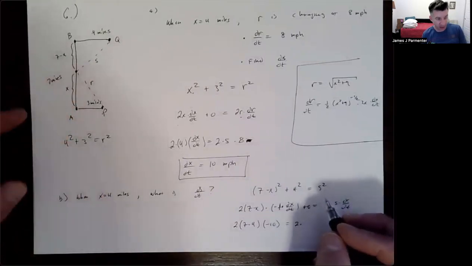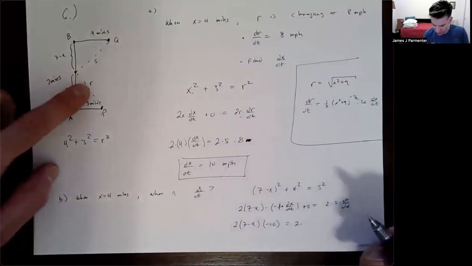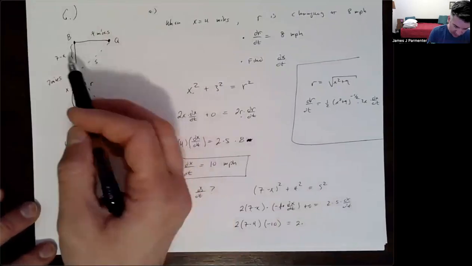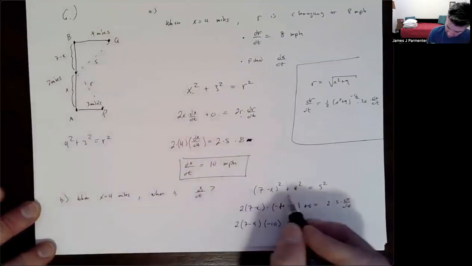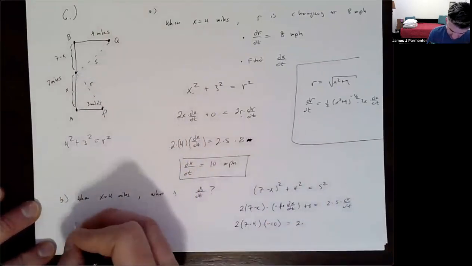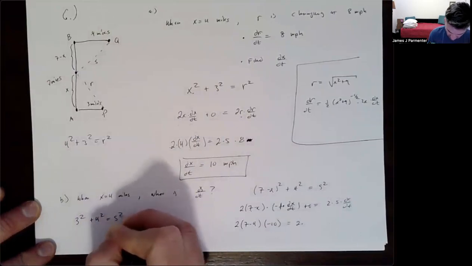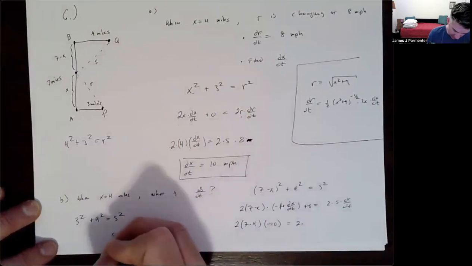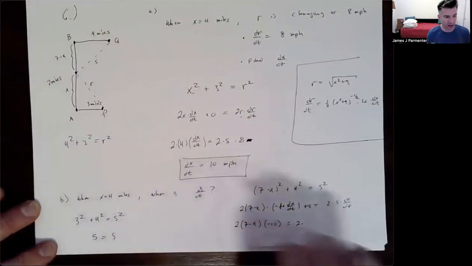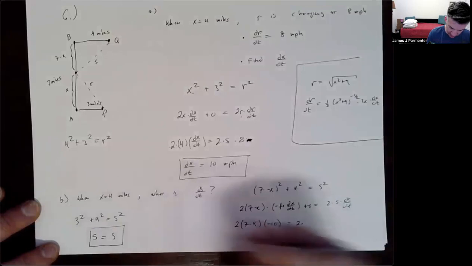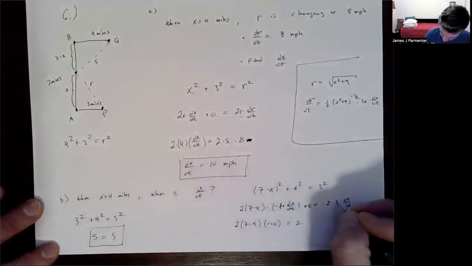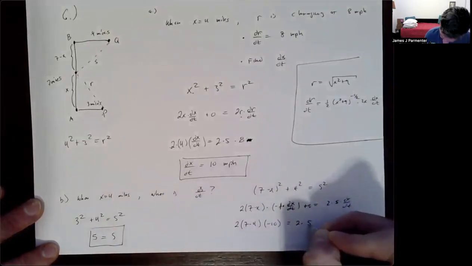So we had to find r last time. So if I plug in 4 for x, I'm going to get right here 7 minus 4, so 3 squared plus 4 squared equals s squared. And once again, you're going to get a value of 5. I'm sure this was thought out well ahead of time to make sure the numbers came out nicely. So we're going to plug in 5 for s. Be careful, that's s there. This is 5 here.